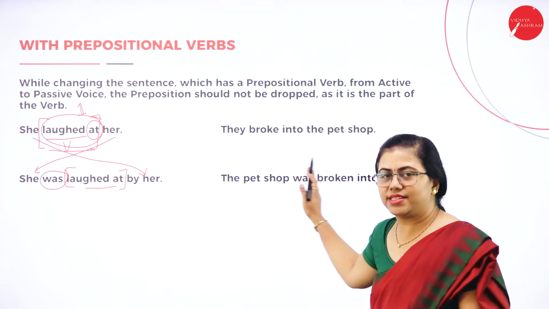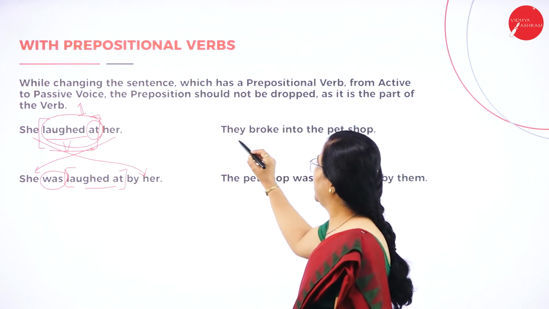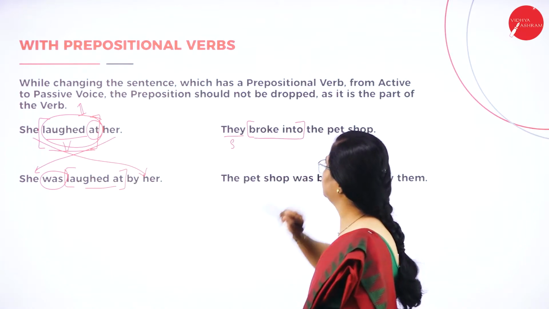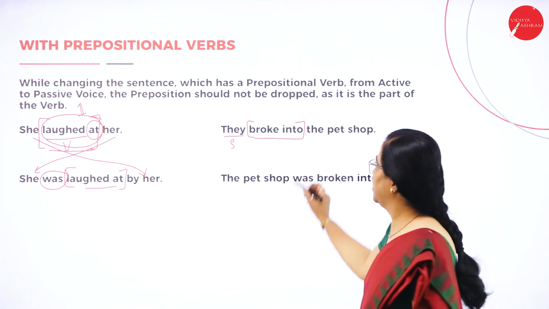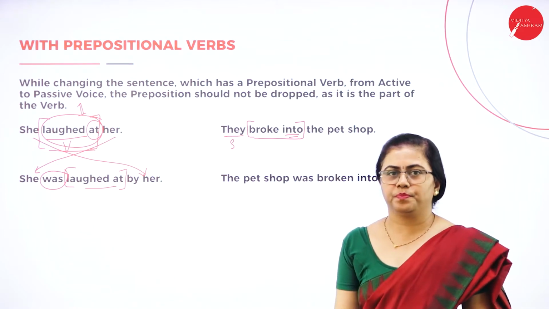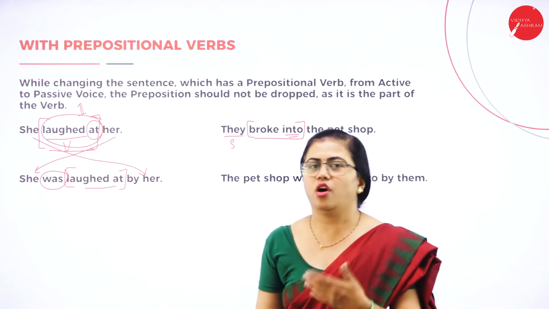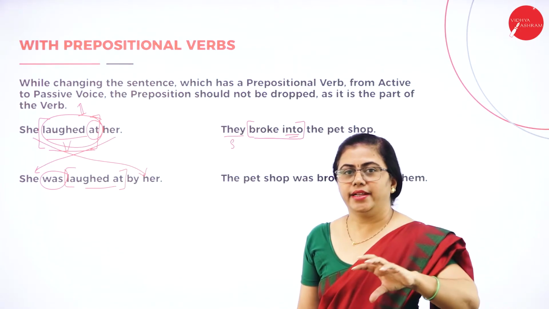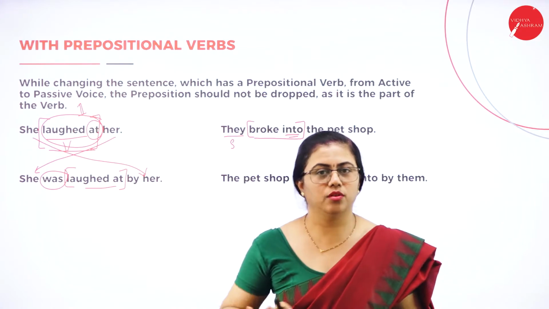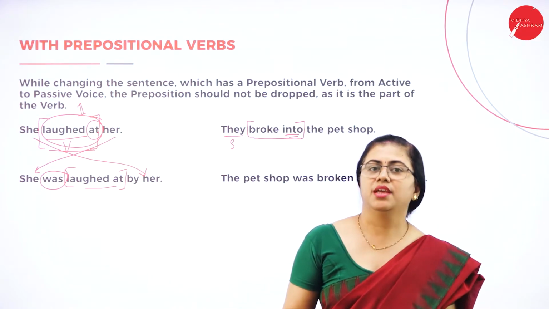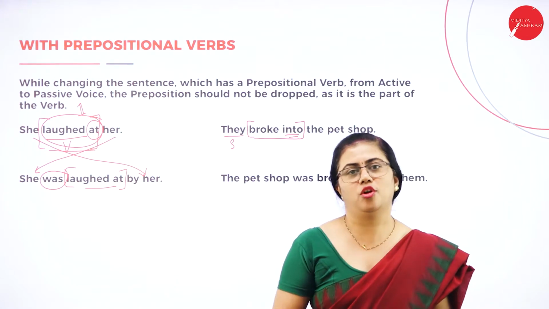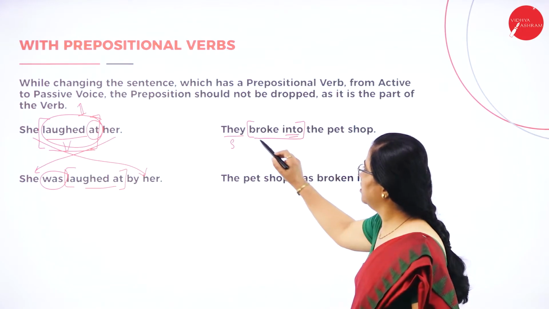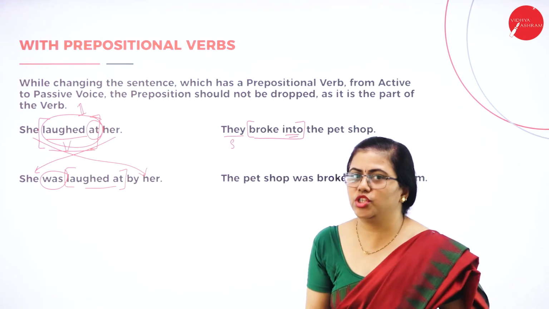Again, let us look at another example. They broke into. So here this is the subject. This is the prepositional verb because into is the preposition here. Into, on, above, over, all these are called prepositions, isn't it? Prepositions tell us about the relationship of the subject to the other words of the sentence. They basically tell us about the position of the nouns or pronouns in the sentence. So here into is the preposition, and broke into altogether is the prepositional verb.